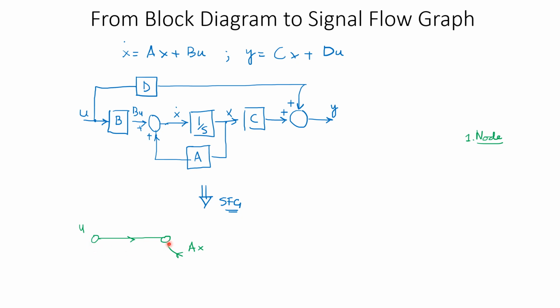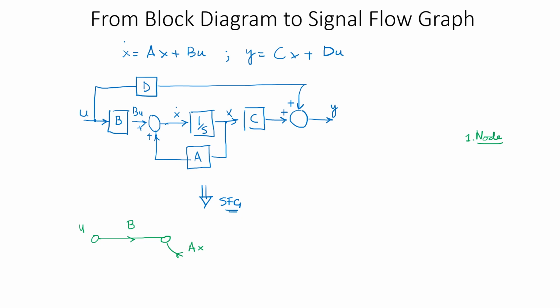From this node to this node, what is going to be the gain in between? You can see from the block diagram that U is available over here and AX is getting in this node. So in between you have a gain of B added to it. So I'm going to add or write B as a gain to this path.